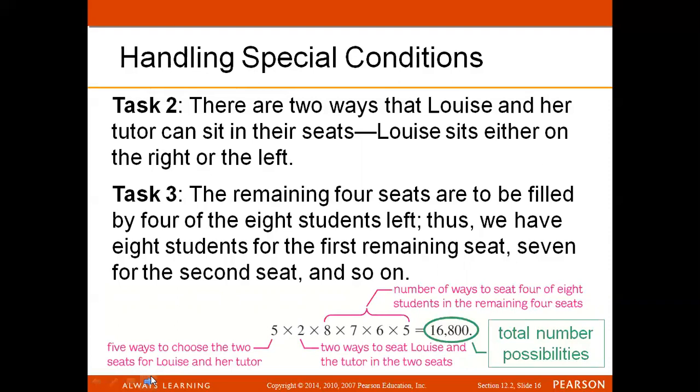So 8 possible students for the first chair, 7 possible students for the next chair, 6 possible students for the next chair. As people sit down, only 5 students are available to sit in the last chair. Therefore, this gives us a total of 16,800 possible seating arrangements for that first row in the classroom.